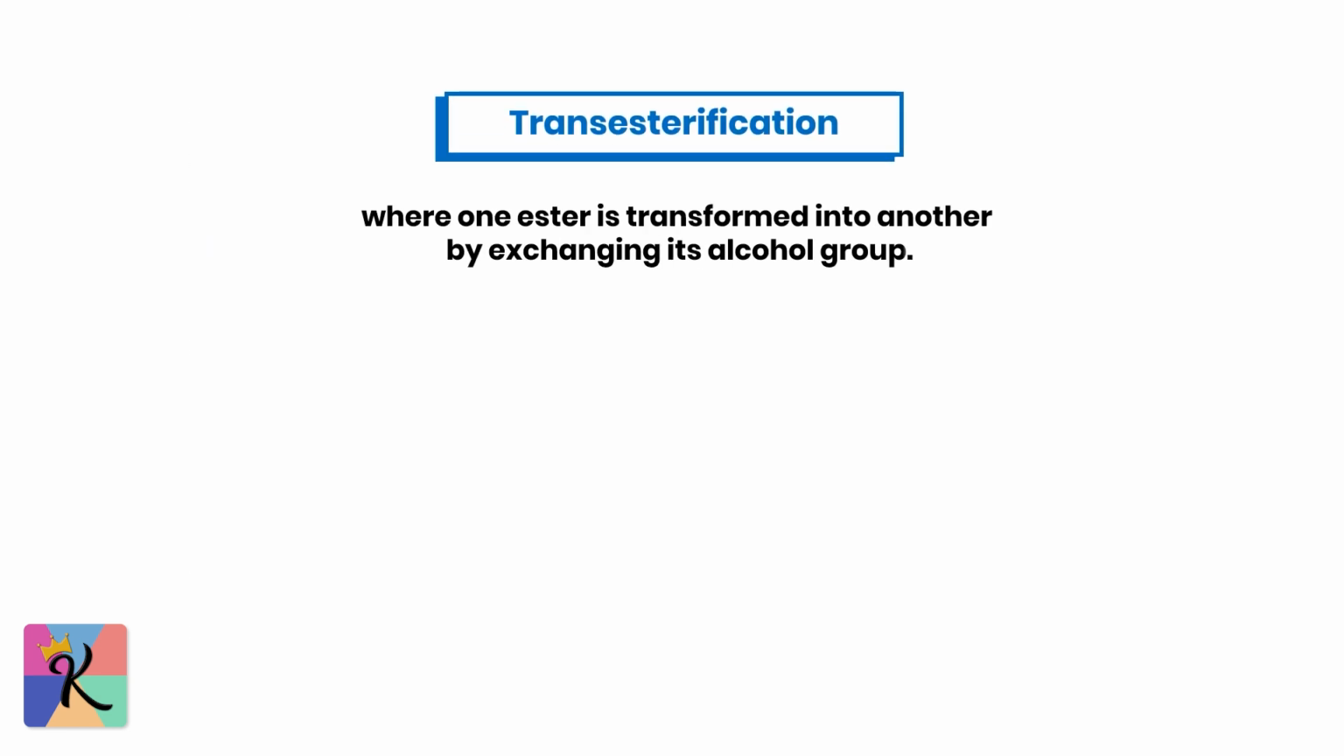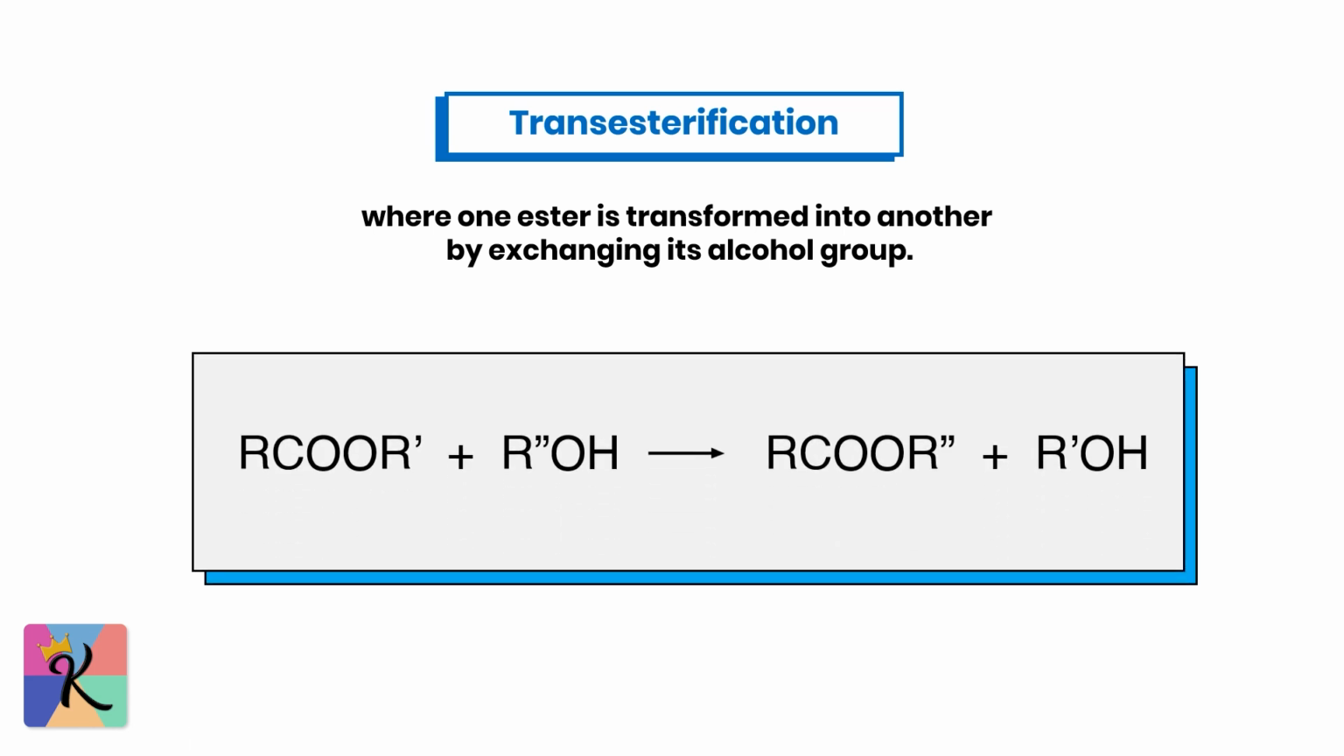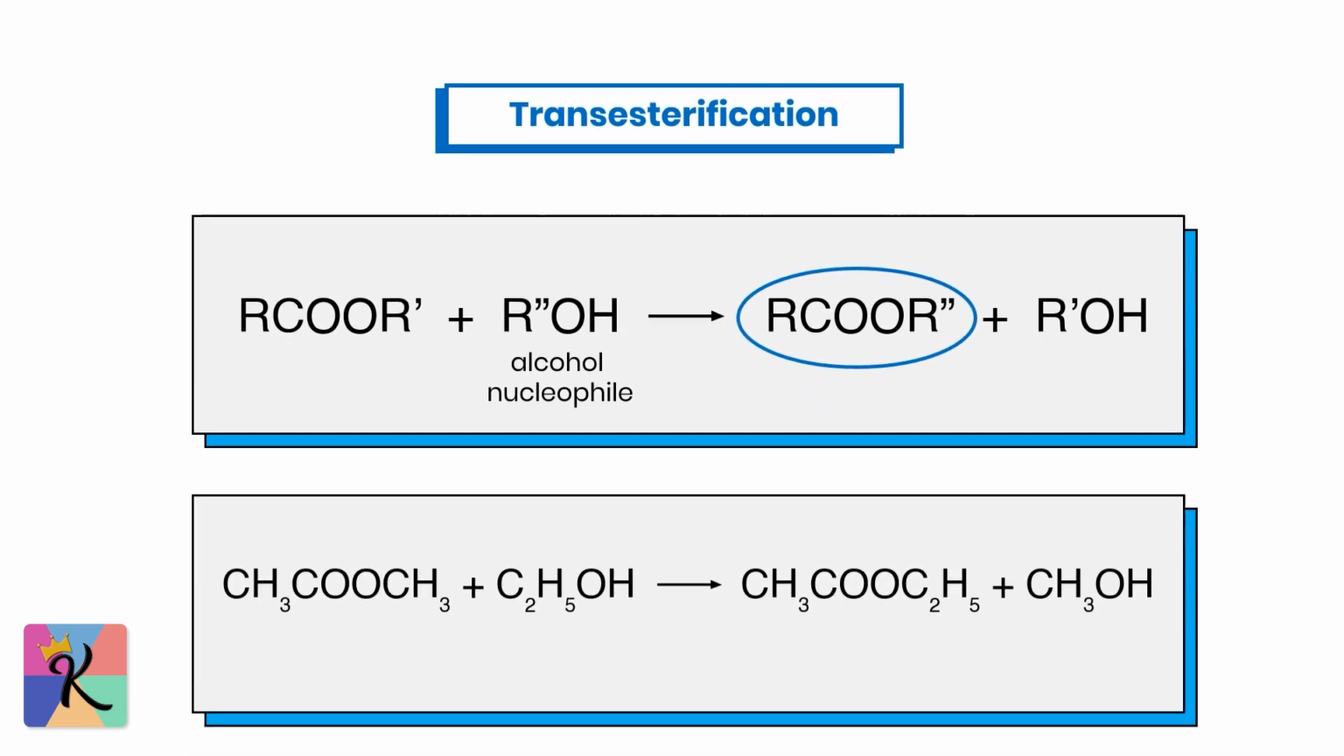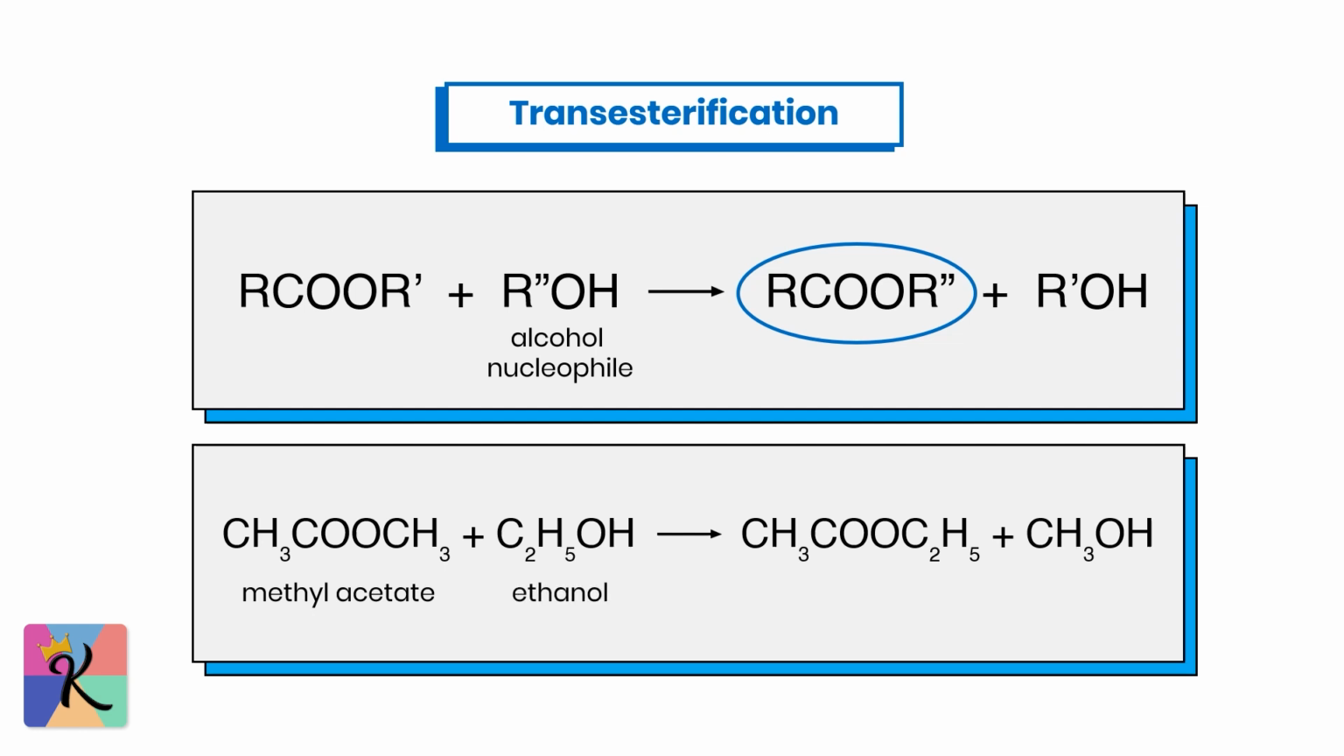Now, let's talk about transesterification, where one ester is transformed into another by exchanging its alcohol group. The mechanism involves an alcohol nucleophile attacking the carbonyl carbon of an ester, displacing the original ester group. For example, when methyl acetate reacts with ethanol, the products are ethyl acetate and methanol. This reaction is common in organic synthesis when modifying ester groups in large molecules.